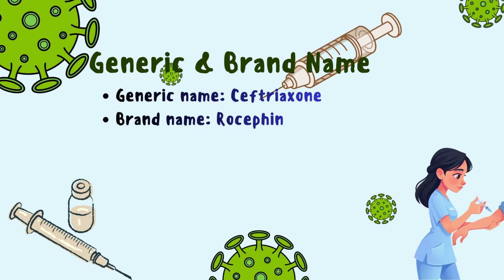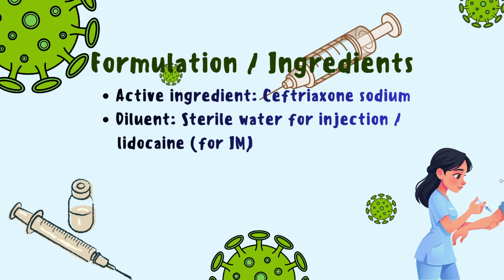Next, generic and brand name. For this parenteral product, the generic name is ceftriaxone, which is the active ingredient, while the brand name is Rosafin, given by the pharmaceutical manufacturer. The formulation consists of ceftriaxone sodium as the active ingredient. It is available in a sterile powder form in a vial and requires reconstitution with sterile water for injection or a suitable diluent before use.